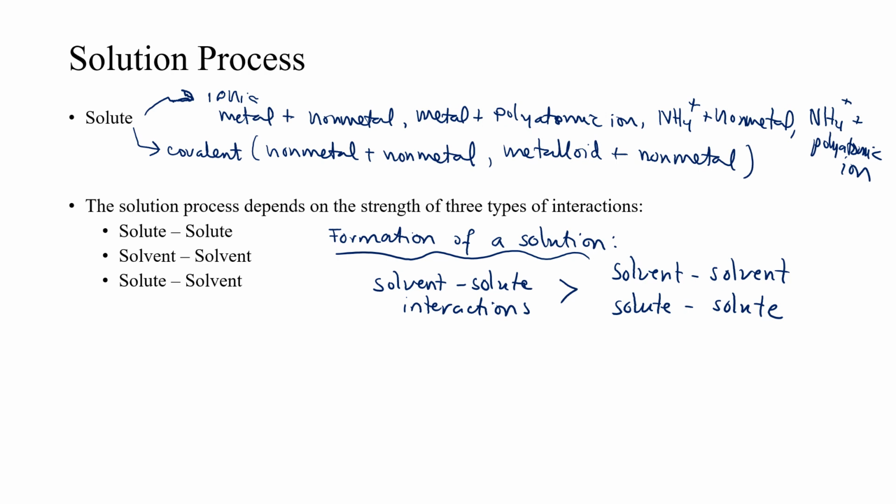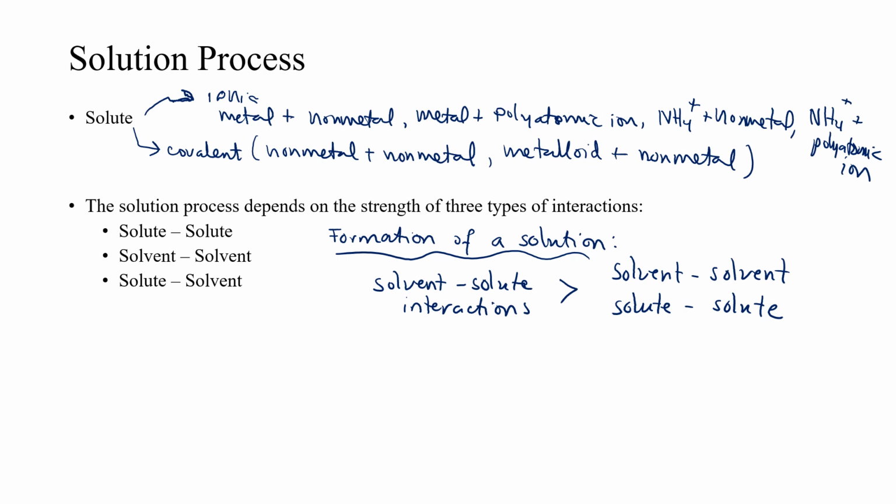For a solution to actually be created, the interactions between your solvent and solute molecules need to be stronger than the interactions that you have between the solvent-solvent and the solute-solute molecules. If the solvent-solvent and solute-solute interactions are stronger than the interactions between the solvent and the solute, there's no formation of a solution. Okay?